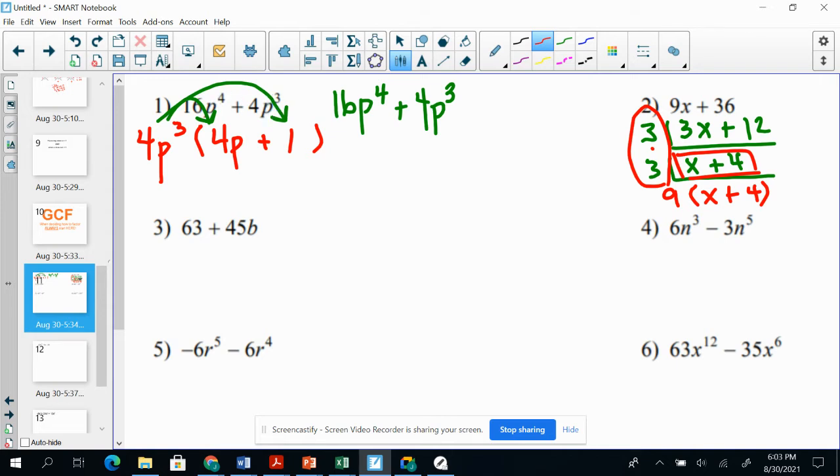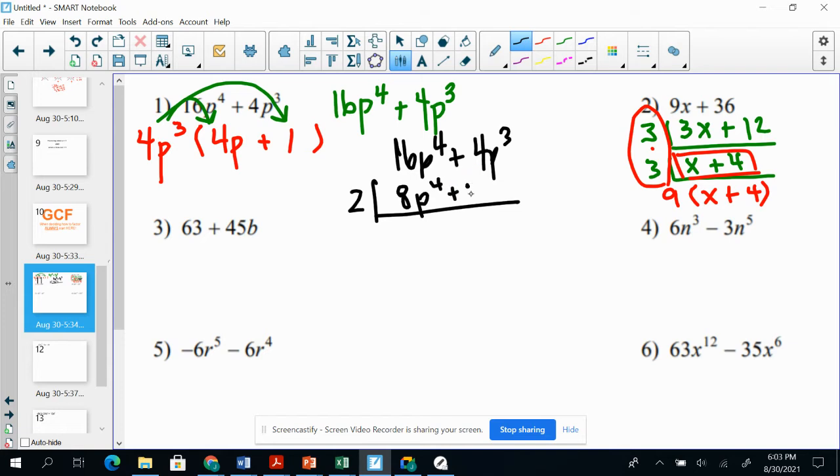So even the 16p to the fourth plus 4p to the third, if I did that hockey stick method, everybody likes to use 2 first. So if I took a 2 out here, I end up with 8p to the fourth plus 2p to the third. So 8 and 2 obviously have more in common. It's another 2, which leaves me with 4p to the fourth plus p to the third. Well, now I see that the numbers are taken care of. So I have a 4 and a 1. That's the best I can do.